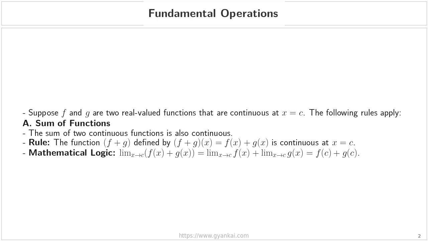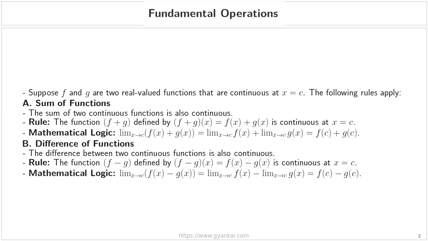First, let's look at the sum of functions. Simply put, the sum of two continuous functions is also continuous. This means that the function f plus g, which is defined as f of x plus g of x, is continuous at x equals c. The mathematical logic here is based on the properties of limits. The limit as x approaches c of the sum of f of x and g of x is equal to the limit of f of x plus the limit of g of x, which simply evaluates to f of c plus g of c.